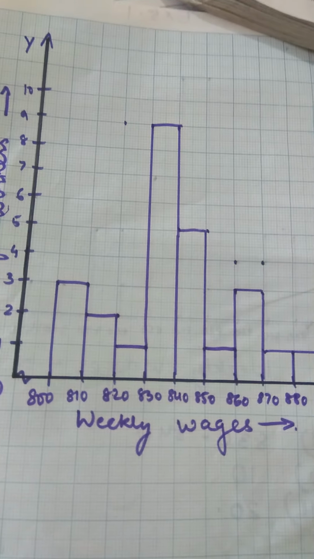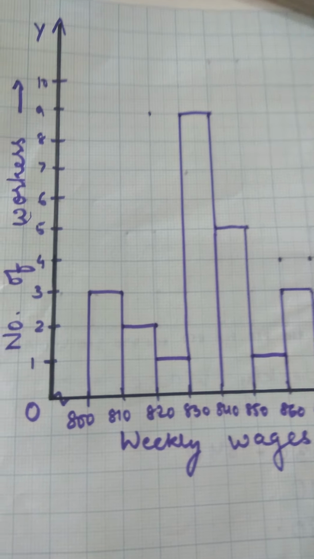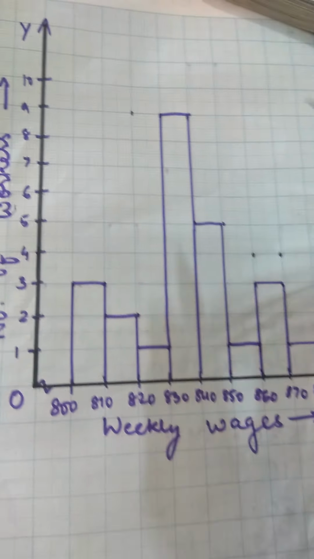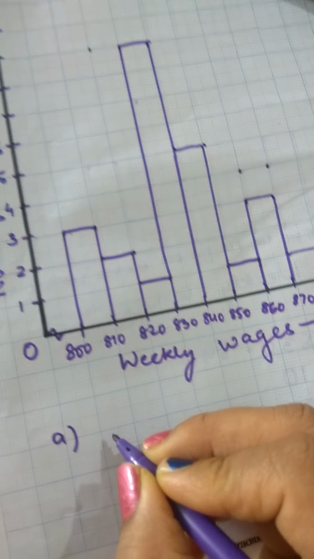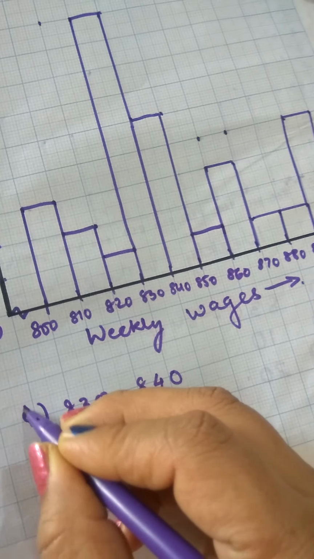Now there are some questions based on it. Which group has the maximum number of workers? Now we can see that the tallest bar shows us the maximum number of workers, that is 9 workers. So the answer to part A will be the class interval 830 to 840.